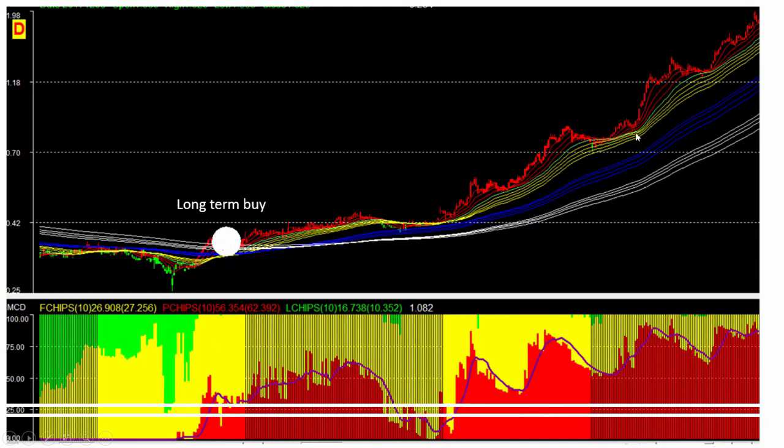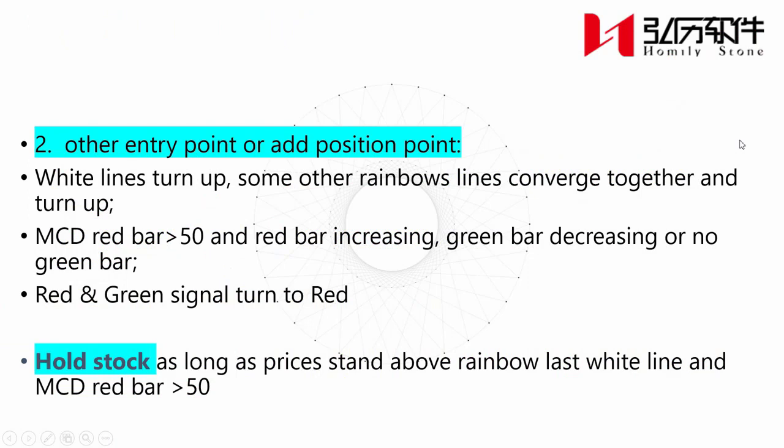After we bought, if the price moves above the rainbow lines, we just hold. And when it breaks down the last white line, it's time to take profit for long term.